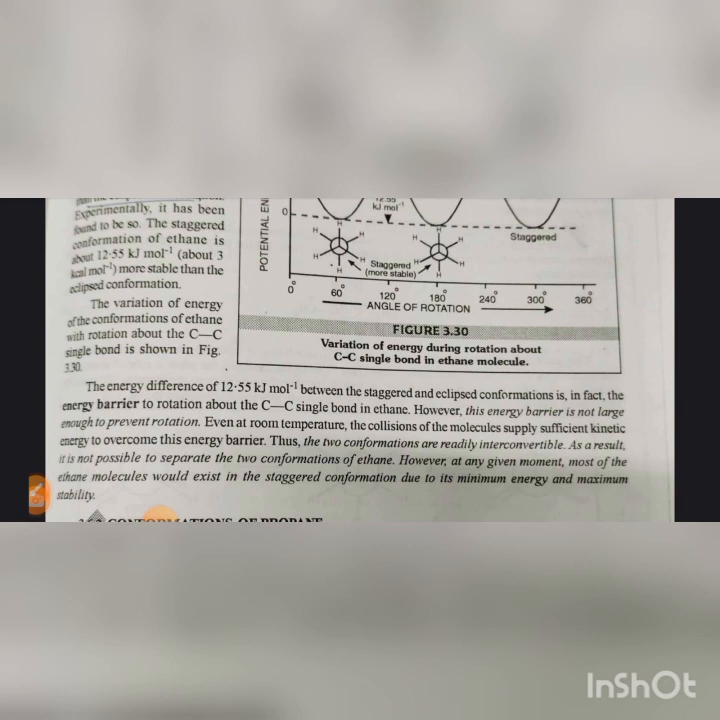However, this energy barrier is not large enough to prevent rotation. Even at room temperature, the collisions of the molecules supply sufficient kinetic energy to overcome this energy barrier. Thus, the two conformations are readily interconvertible. As a result, it is not possible to separate the two conformations of ethane. However, at any given moment, most of the ethane molecules would exist in the staggered conformation due to its minimum energy and maximum stability.